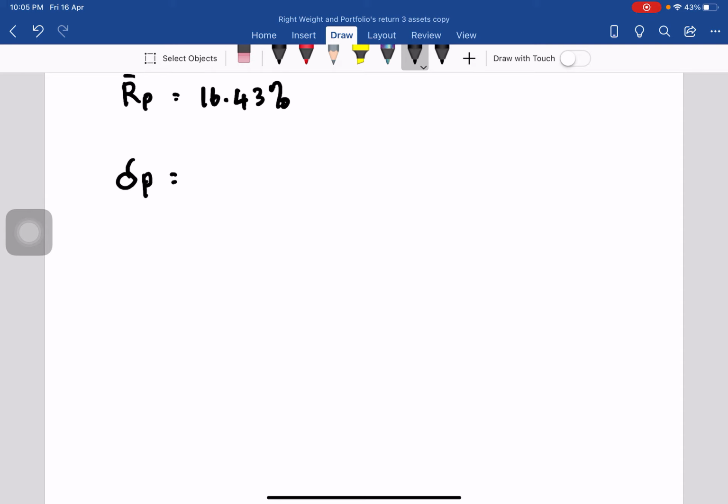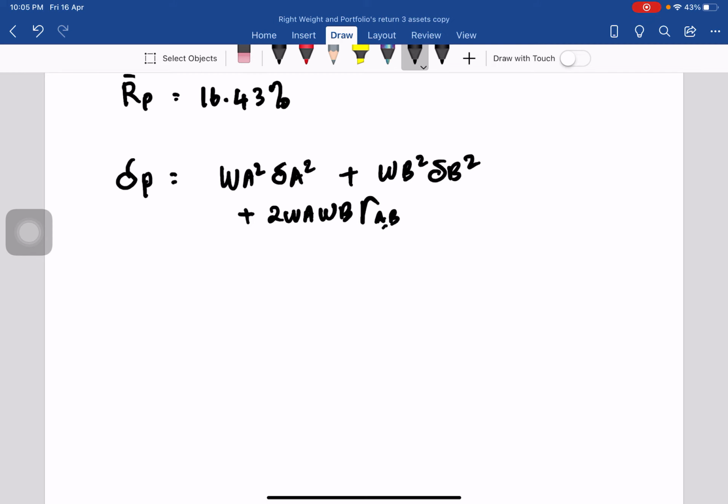Next, let's continue with the standard deviation of the portfolio. The formula of the standard deviation of the portfolio is equal to the square root of weight A squared times variance A, plus weight B squared times variance B, plus 2 times weight A times weight B. Because this question has given us the correlation, we are going to use the correlation AB times standard deviation A times standard deviation B. And then we take the square root of the answer to get the standard deviation.